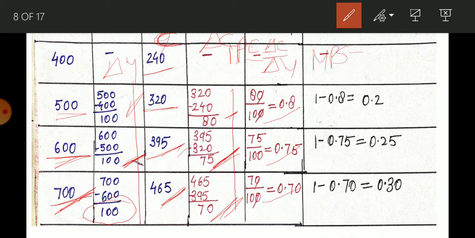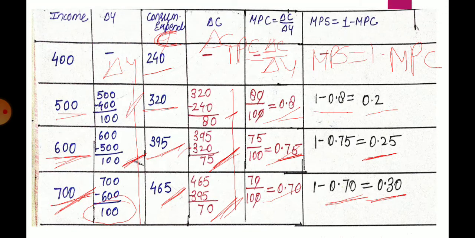MPS is equal to 1 minus MPC. So 1 minus 0.8 is 0.2, 1 minus 0.75 is 0.25, 1 minus 0.70 is 0.30. Okay student, so in this way this question has been attempted.